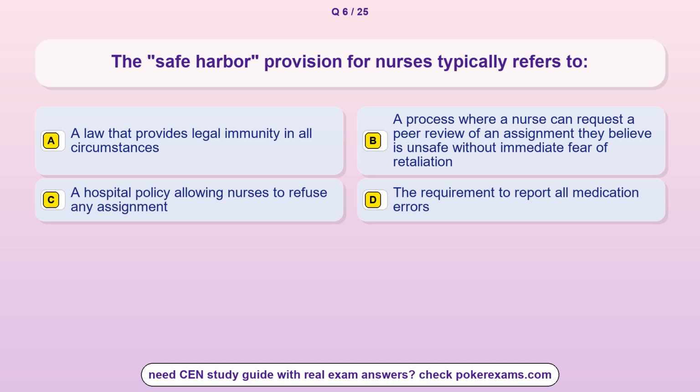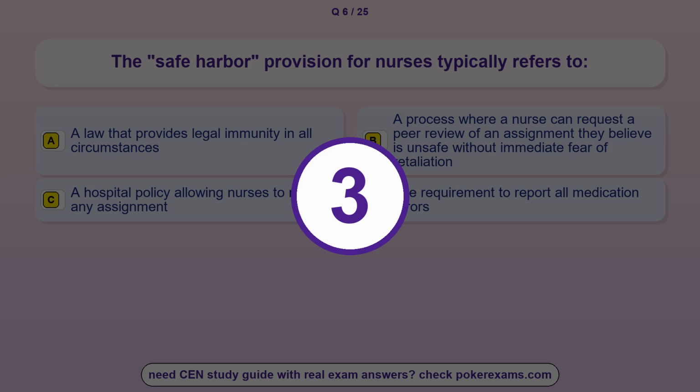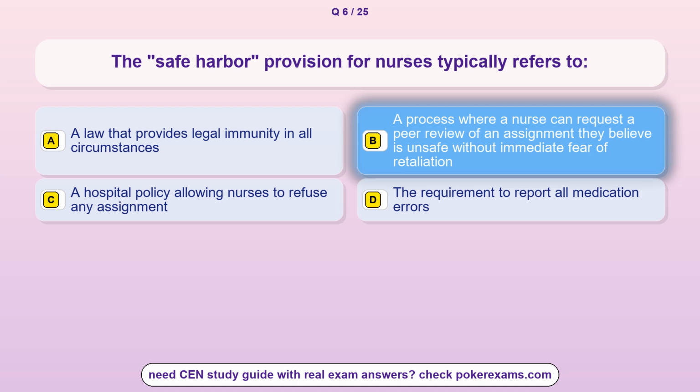Question 6. The safe harbor provision for nurses typically refers to option A, a law that provides legal immunity in all circumstances, option B, a process where a nurse can request a peer review of an assignment they believe is unsafe without immediate fear of retaliation, option C, a hospital policy allowing nurses to refuse any assignment, option D, the requirement to report all medication errors. The correct answer is option B, a process where a nurse can request a peer review of an assignment they believe is unsafe without immediate fear of retaliation.